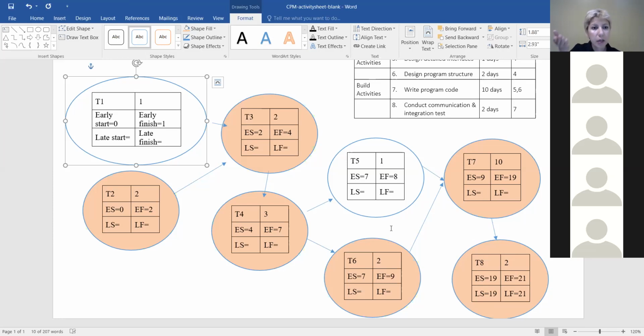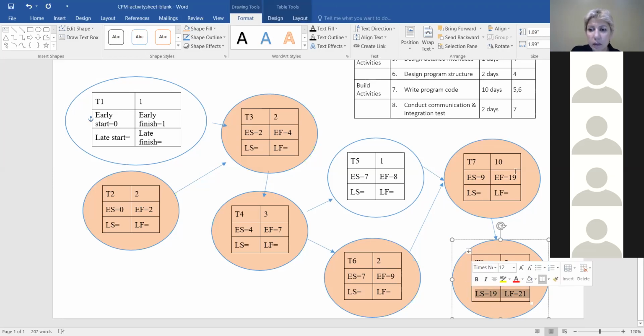For a smaller project like this, I could just do it by eye. For larger projects, you would use a project management software tool. Now, for latest finish and latest start, other than the fact that I told you we're not going to have any buffer, we're going to deliver the project at the time that we get from the critical path.